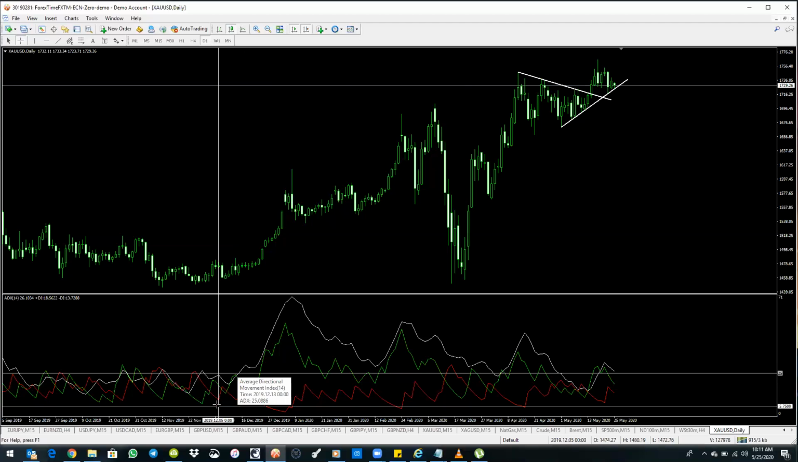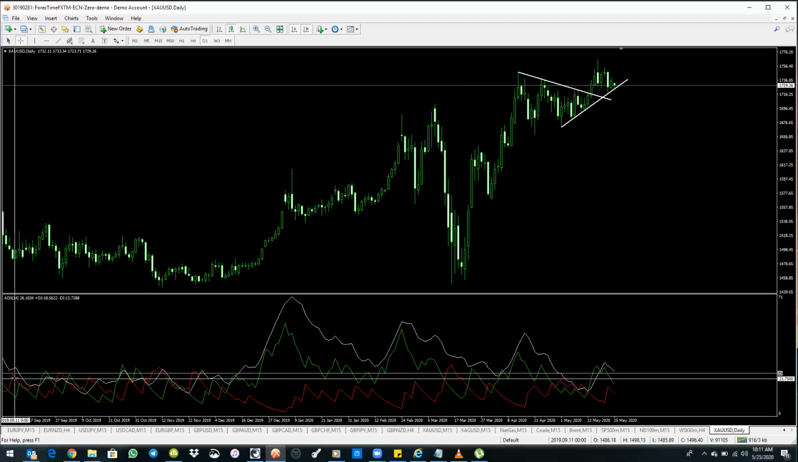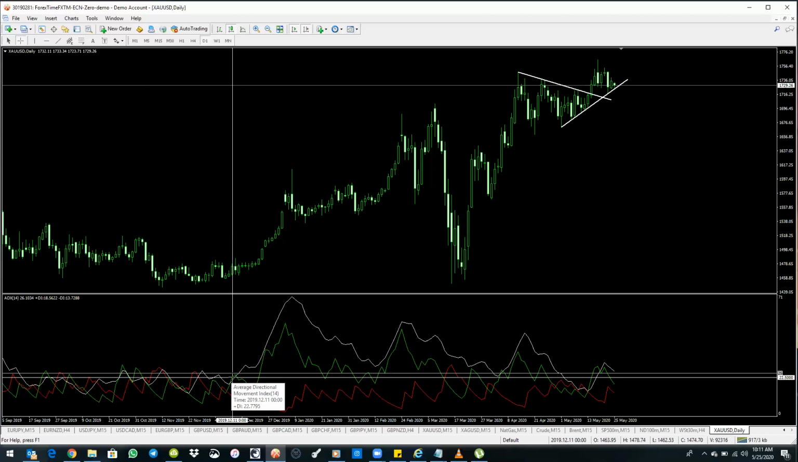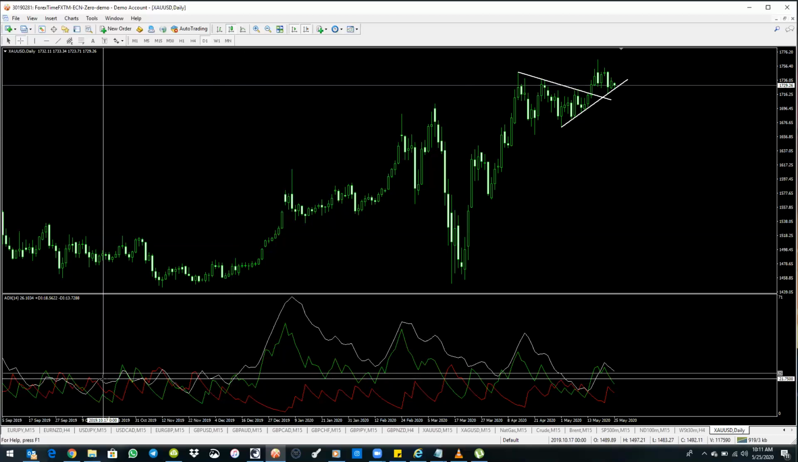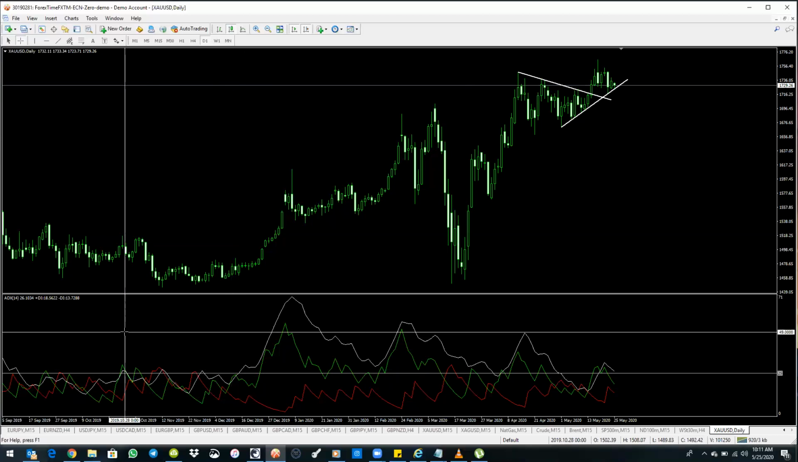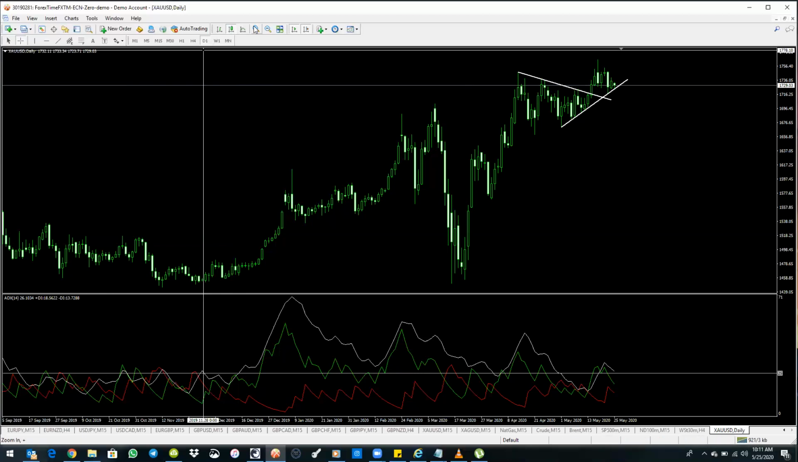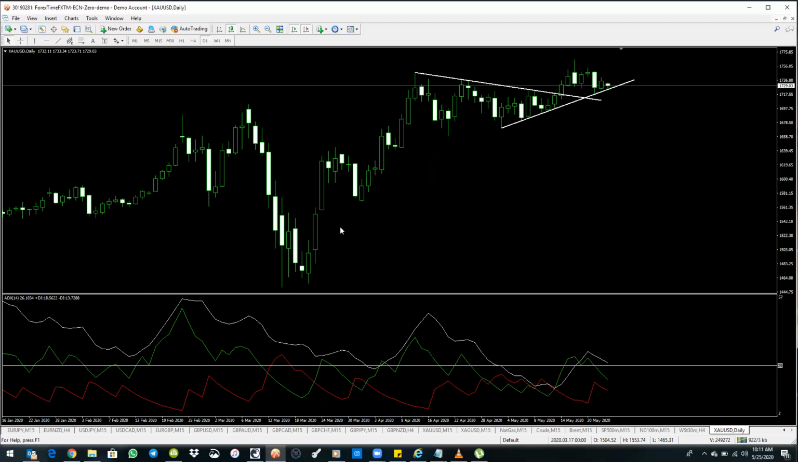If it is below, you can see all through this area from here all the way to here, it was trading below the 25 mark. We can zoom in a little bit more to see what I'm talking about.